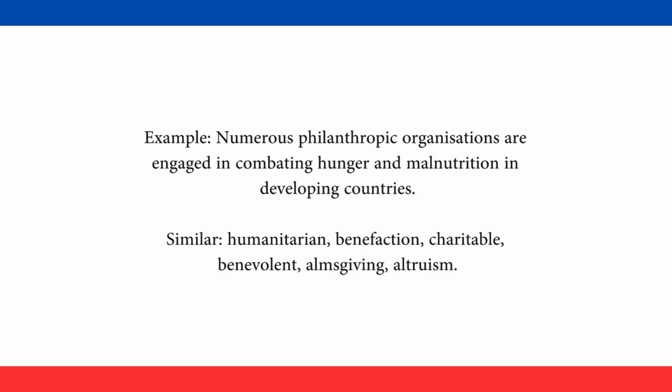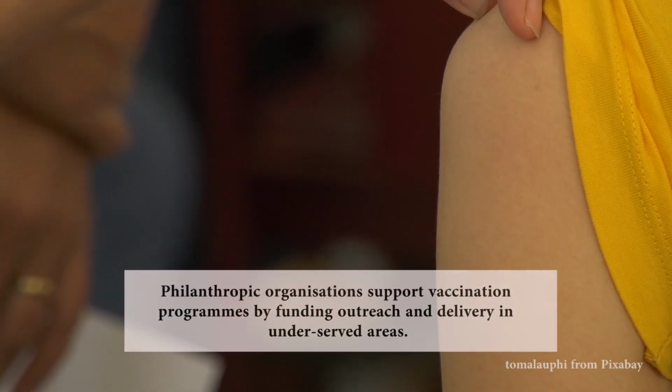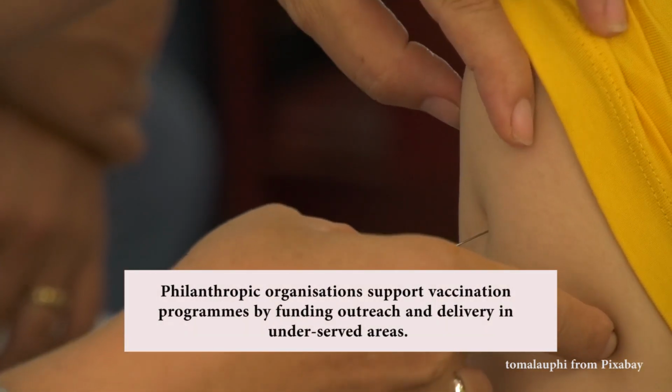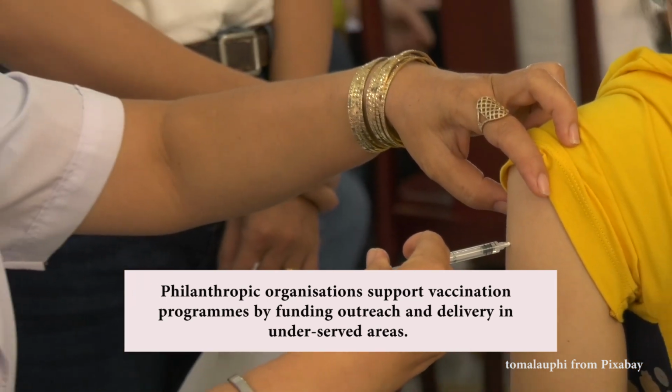Example: numerous philanthropic organizations are engaged in combating hunger and malnutrition in developing countries. Similar: humanitarian, benefaction, charitable, benevolent, almsgiving, altruism. Philanthropic organizations support vaccination programs by funding outreach and delivery in underserved areas.